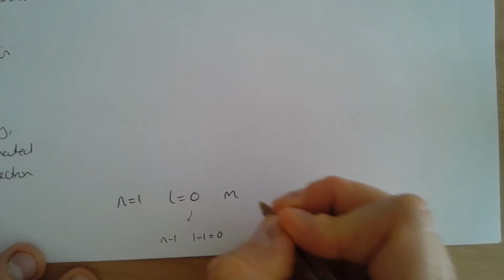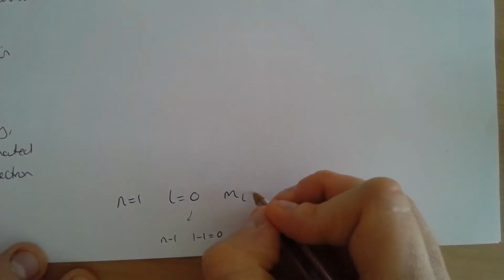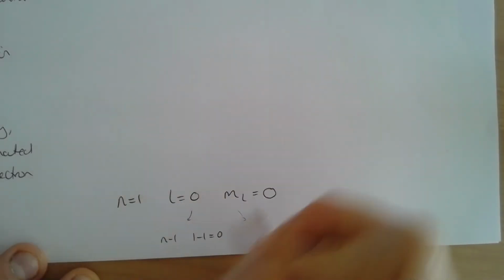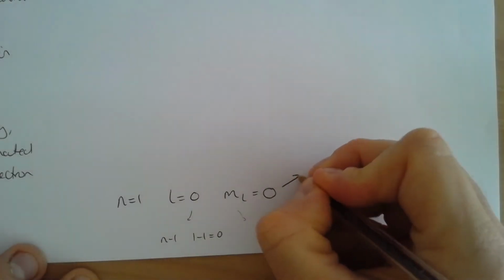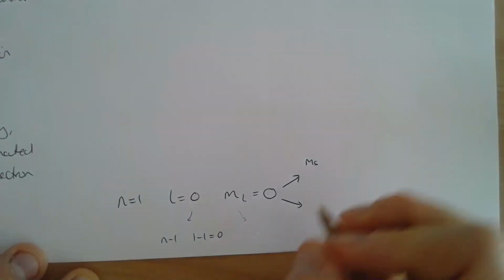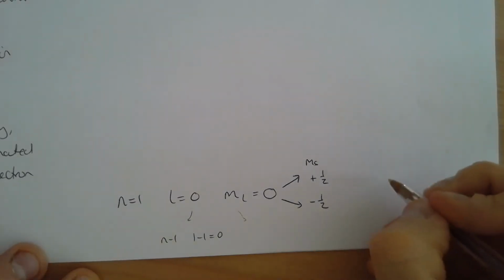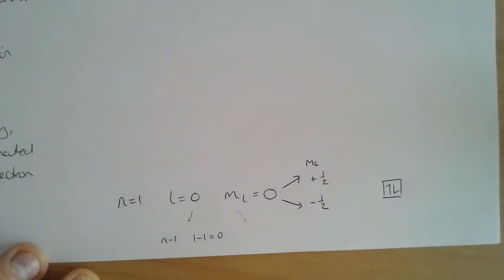So our possible value for the magnetic quantum number is going to be 0. Remember that the possible values of the magnetic quantum number are minus L to plus L, going up in integers. So there is only one value of that, and the value of the magnetic quantum number is 0. But there are 2 possible magnetic spin states for this, plus 1/2 and minus 1/2. And if we think about our understanding of the subshell structure of an atom, that's going to be equal to our 1s orbital and the 2 electrons that can go into that, spin up and spin down.